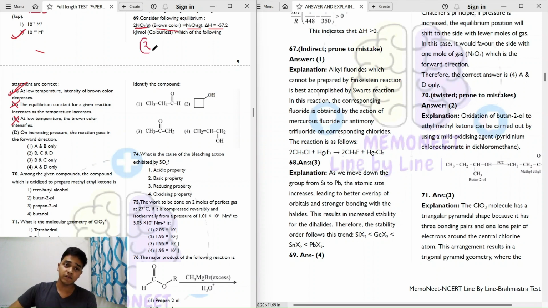So on the reactant side, we have two moles of gaseous molecules, whereas in the product side we have only one. So the reaction will move forward when we increase the pressure. So statement D will be correct, giving us option 4 as the correct answer. Moving on to the next question.